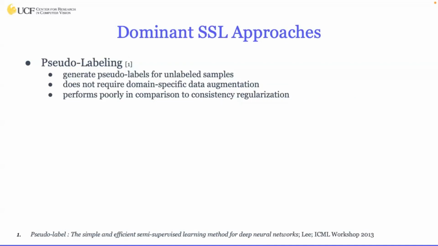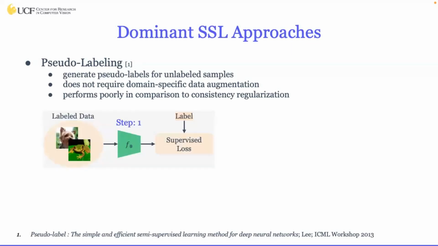Pseudo-labeling is another dominant approach for semi-supervised learning, where the objective is to generate pseudo-labels to incorporate the unlabeled samples into our training set. The main advantage of pseudo-labeling over consistency regularization is that this method does not require domain-specific heavy data augmentation. So they are applicable to most domains. However, the downside is that it performs poorly in comparison to the state-of-the-art consistency regularization methods.